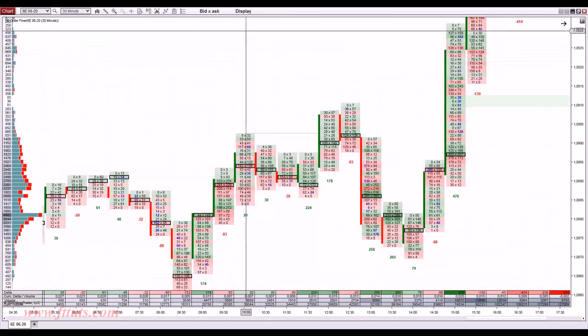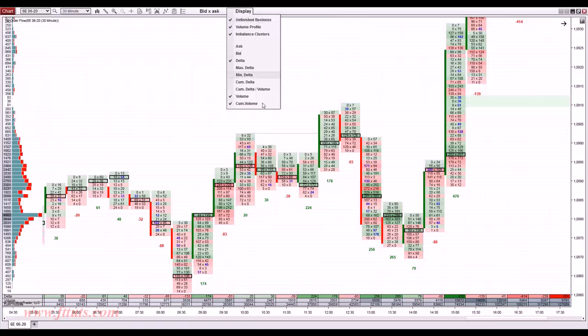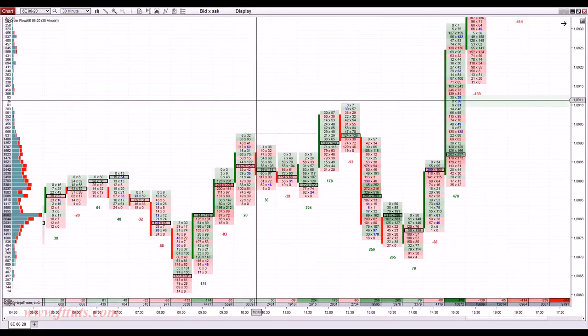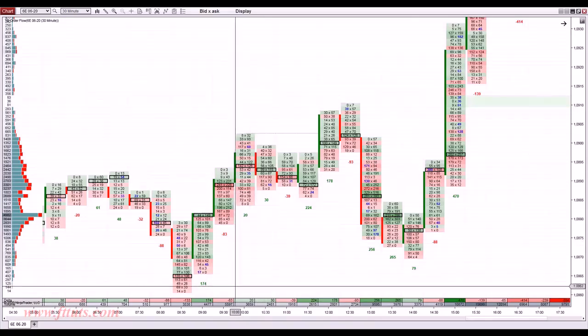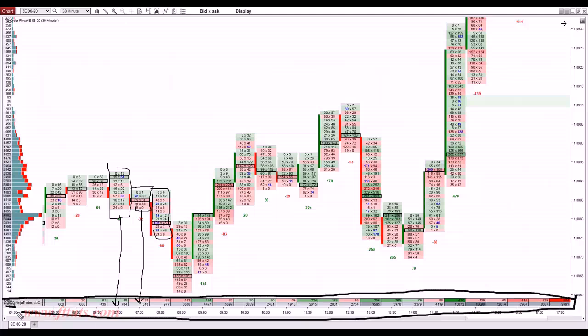For cumulative delta, I have the line indicator, so I'm not using this cumulative delta. I'm also not using this. I do use the volume, but I don't use the cumulative volume. So it all shrank down to just two information panels. First one is the delta. It shows me the delta in a given footprint. The second one is the volume, which shows me the volumes in that given footprint. So those two are the only pieces of information I actually use in this summary bar.